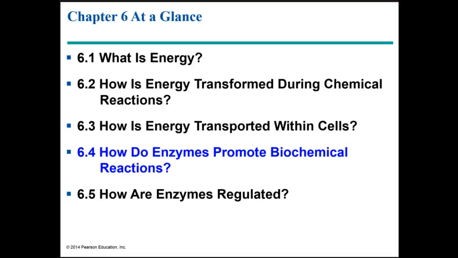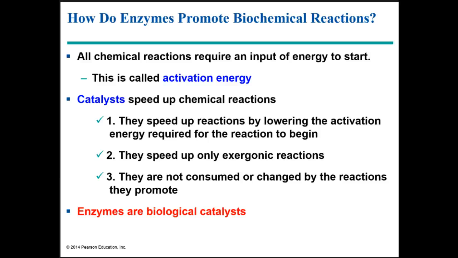How do enzymes promote biochemical reactions? All chemical reactions require an input of energy to start. This is called activation energy. Catalysts speed up chemical reactions. They speed up reactions by lowering the activation energy required for the reaction to begin. They speed up only exergonic reactions. They are not consumed or changed by the reactions they promote.